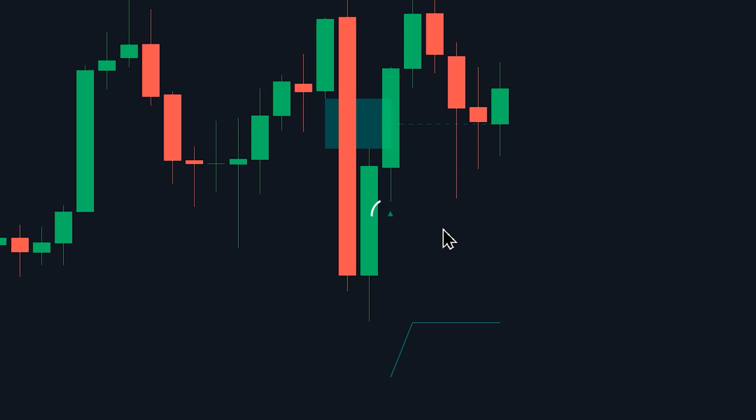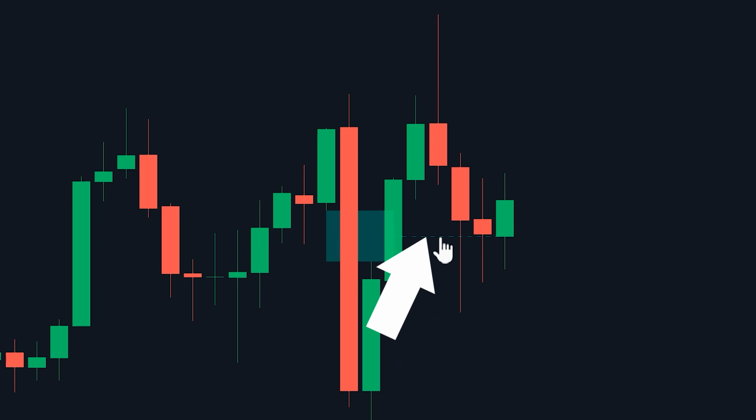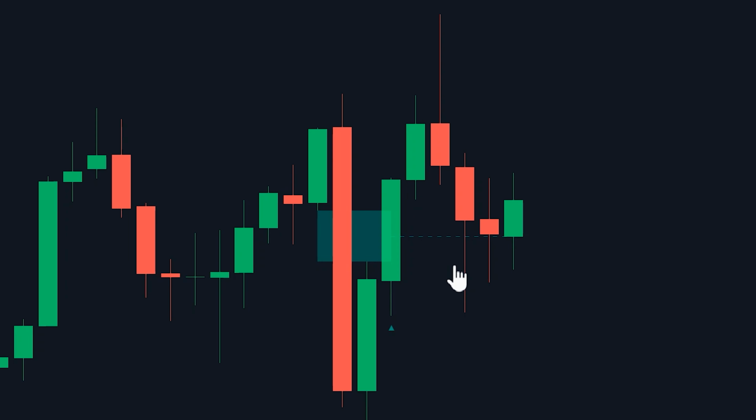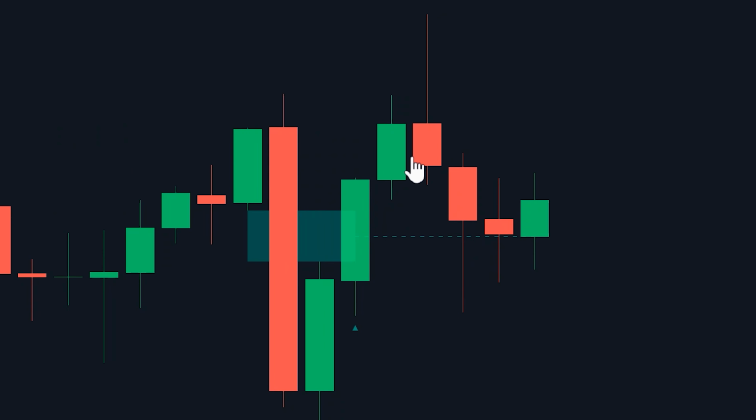Next, you want to mark the average level or the center line of the FVG area. Wait for the price to come back and retest that center line. A valid retest should come after a gap. So after the signal candle, you need at least one candle that doesn't touch the center line with its wick or doesn't close below it. This means there should be at least one candle that remains entirely above the line.